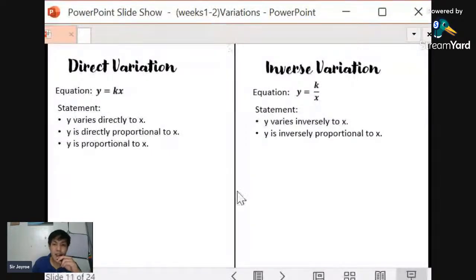So inverse variation naman. For us to understand inverse variation, let's have a comparison. Sometimes it is better to compare two things to understand the content. Okay? So that's why we're going to compare direct and inverse variation. In direct variation, the equation is y is equal to kx.